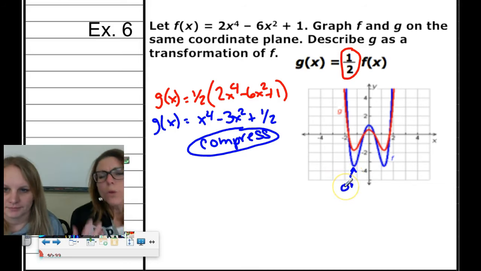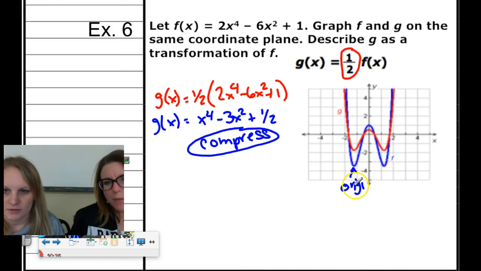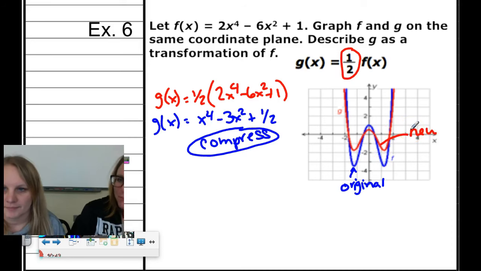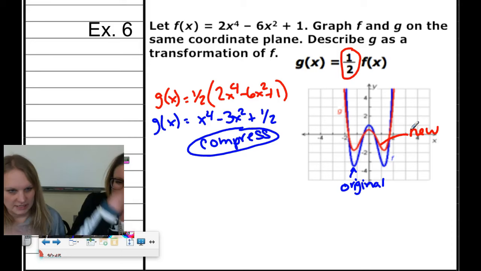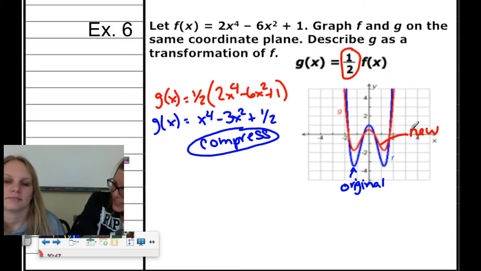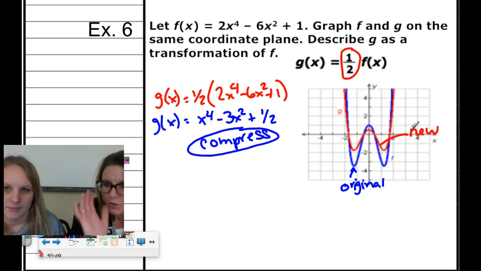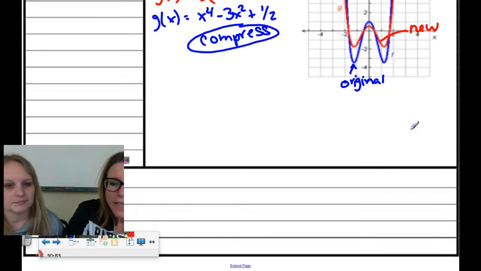And so we think C, chunky, but on this one, it's kind of hard to tell the chunky. Instead, I think of compressing a garbage can. I compress garbage. So the red is being compressed towards the x-axis. As you can see it pops up. Okay. That's example 6.